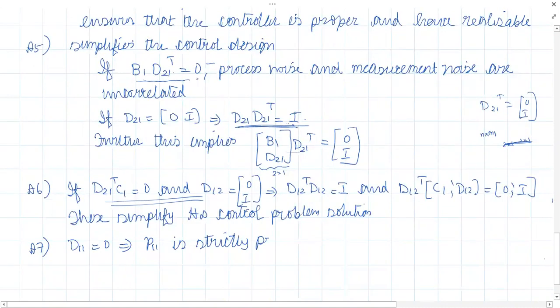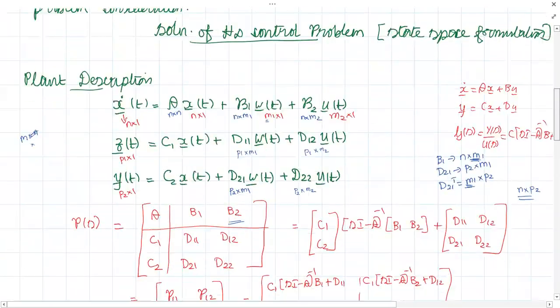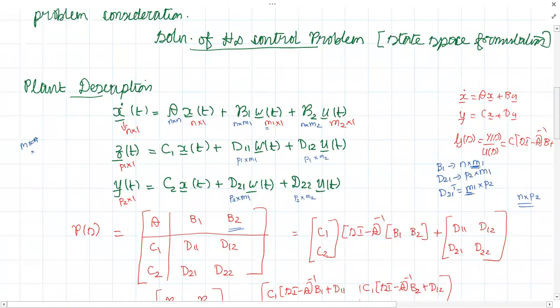So B1 has N rows and D21 has P2 rows. B1 has N rows, right? Correct. And D21 has P2 rows. So totally N plus P2 rows, right? Yes. N plus P2 cross P2 will get the output.